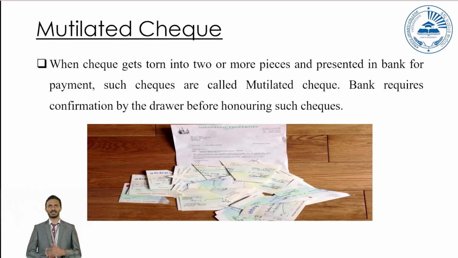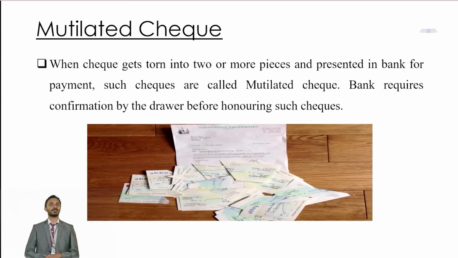Who is the drawer? We know the parties in a check, right? Drawer, drawee, payee. The drawer is a person who makes the check, the drawee is always the bank, and the payee is the beneficiary. So if there are some issues with the check, the banker has to confirm with the drawer first, and only then make the payment. Those categories of checks are known as mutilated checks.